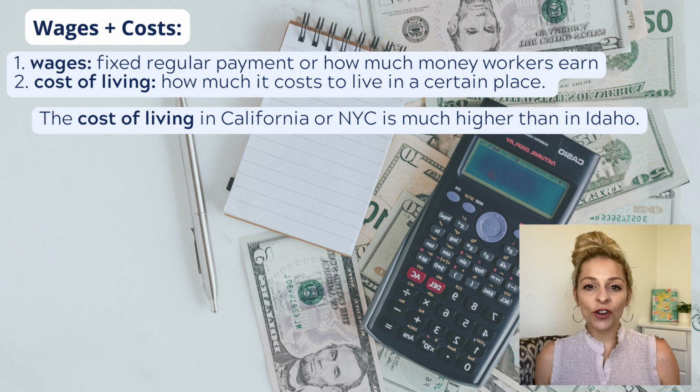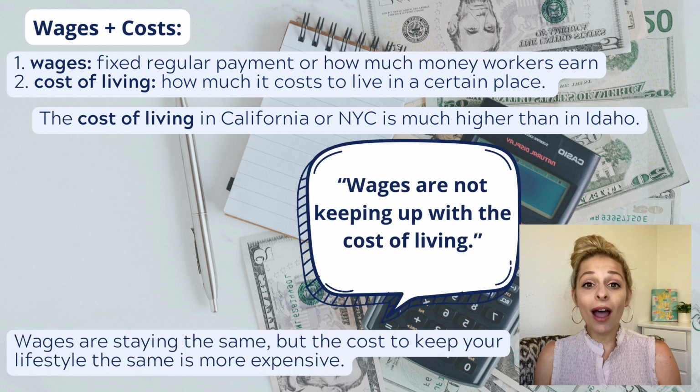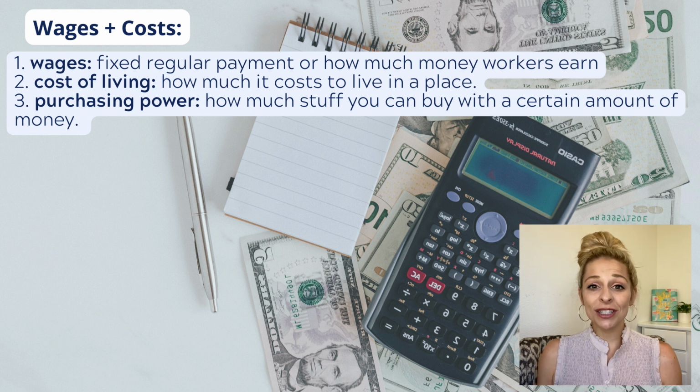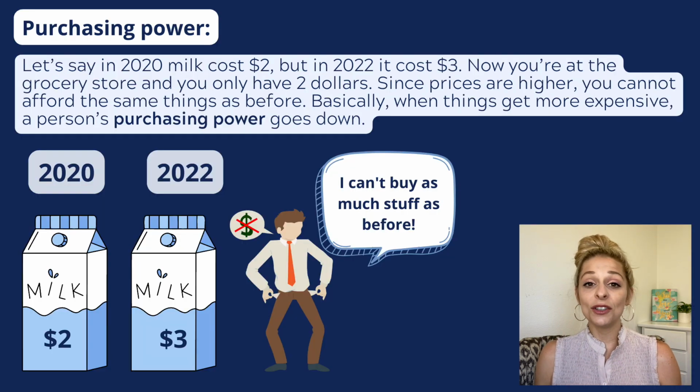And a common phrase I keep hearing in the news is that wages are not keeping up with the cost of living. This means that wages are staying the same, but the cost to keep your lifestyle the same is more expensive. Moving on to number 3, the collocation purchasing power. My students love this collocation. Purchasing power just means the amount of stuff you can buy with a certain amount of money. So let's say that in 2020, milk cost $2.